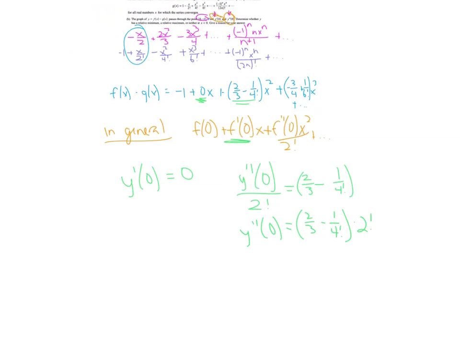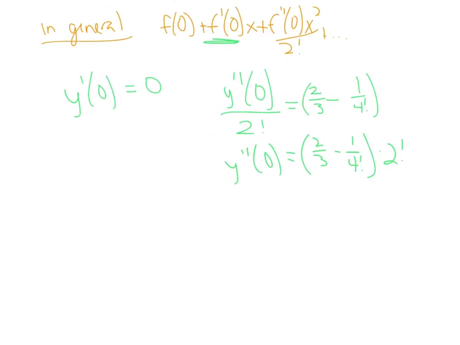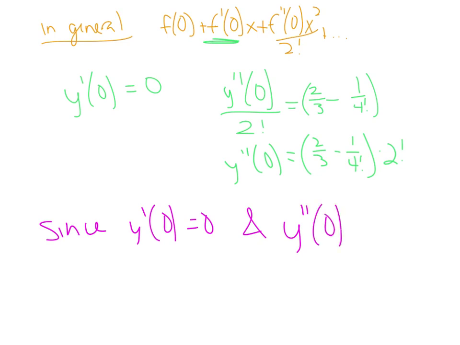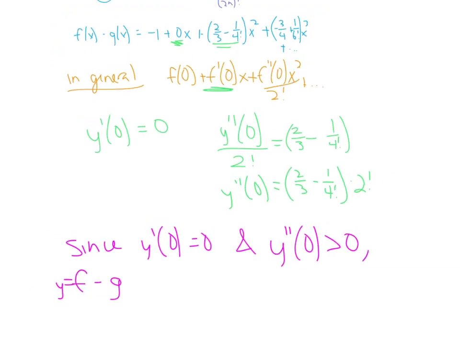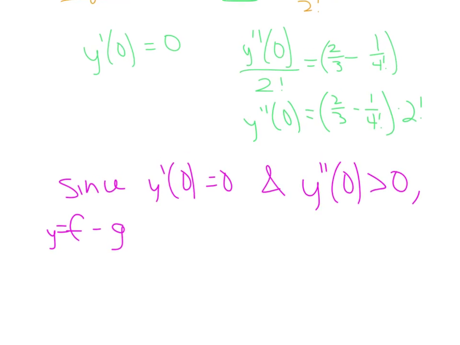Now let's see. They wanted me to consider whether we had a relative min, max, or neither. Well, since y prime of 0 is 0, and y double prime of 0 is greater than 0, f minus g, is y equals f minus g? Let me double check that. Y equals f minus g? Yes. Y equals f minus g has a, okay, let's process.